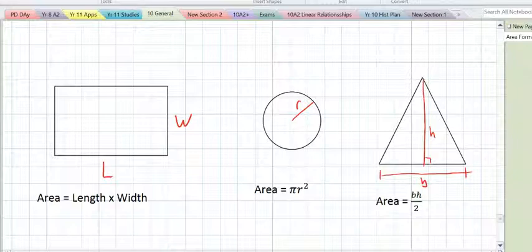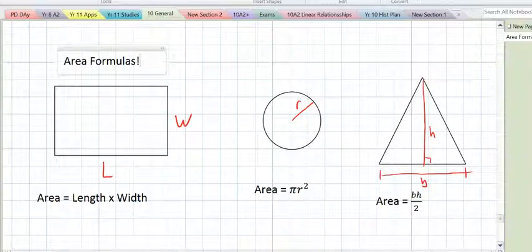Alrighty, so area formulas. Can we just write a rectangle and a square and then a circle and then area? If you don't want to draw the shapes, you don't have to, but you at least have to know where these things come from. Length times width. Area of a circle is pi r squared. Area of a triangle is base times height divided by 2.